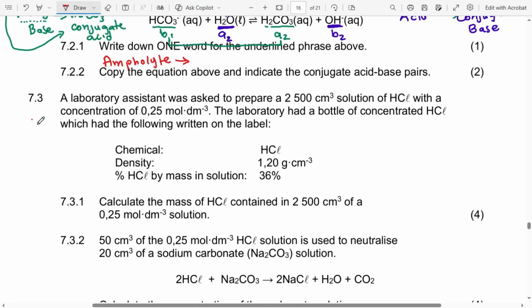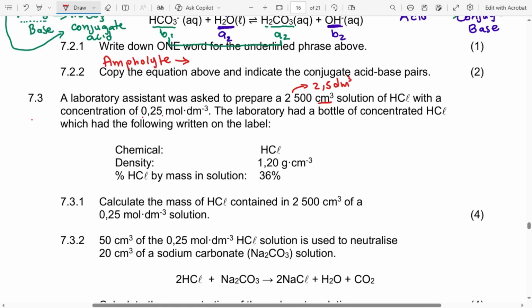So I read the statement, I see centimeter cube. It should be in decimeter cube. So we're going to take this 2.5, divide that by 1,000, which will give us the new volume as what? 2.5 decimeter cube. I convert it, and then we are given the HCl. We have the concentration of the HCl, which is 0.25.